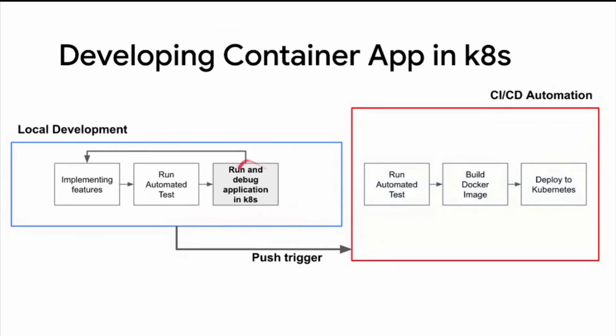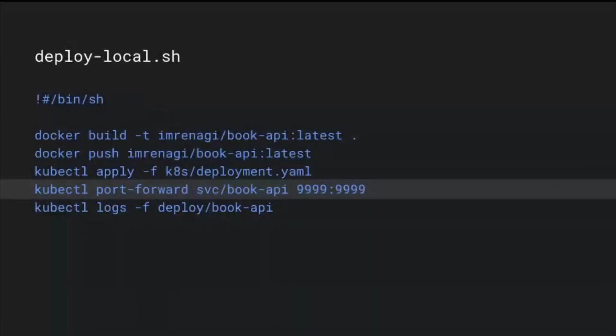But how should we do this? What is the best way of doing this kind of thing? Because you still have to build the image, you're going to have to deploy, and then you're going to have to tail the logs. This is probably the naive solution that we can do.